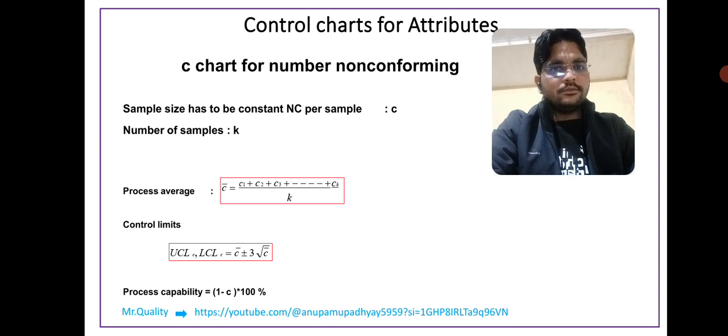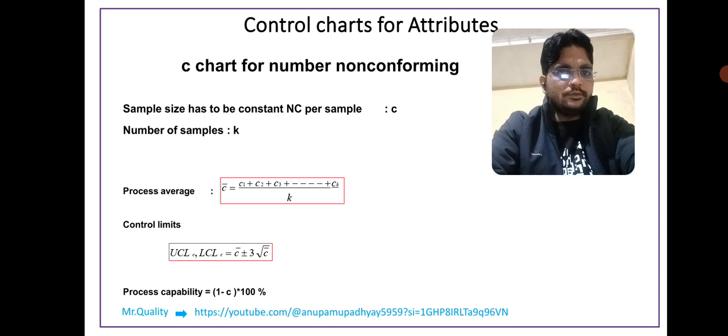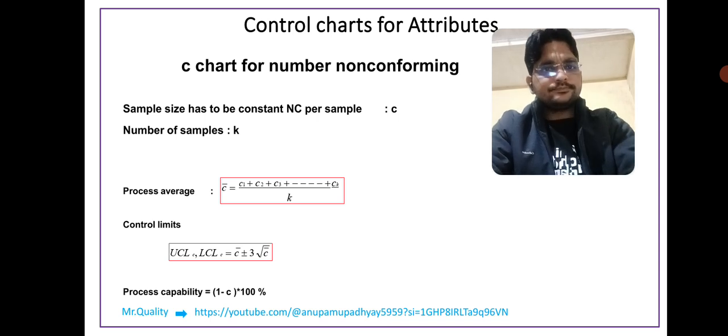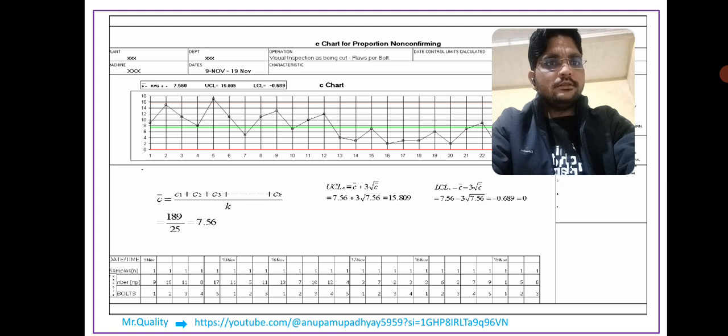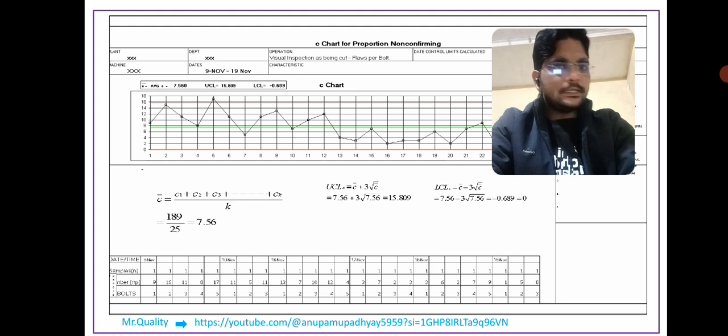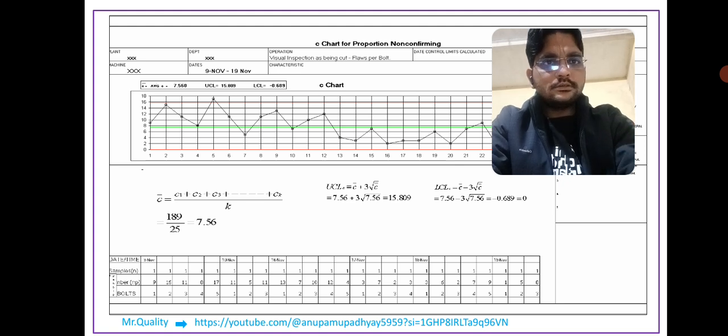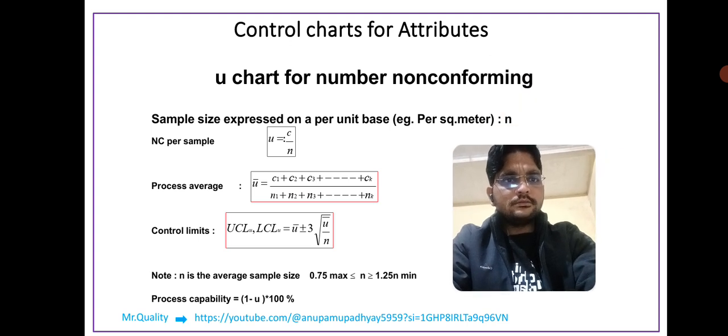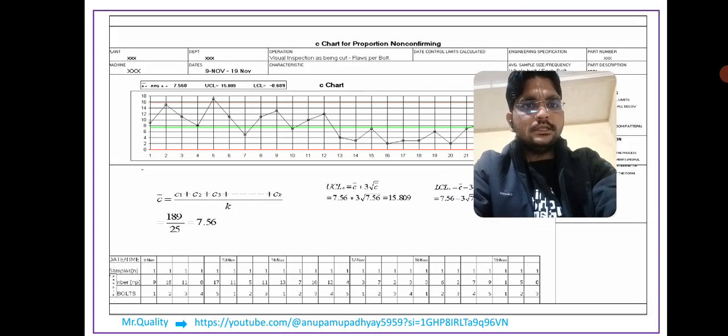Process average is denoted by C bar, that is C1 plus C2 plus C3 up to Ck, divided by K. Control limits: upper control limit is C bar plus 3 under root C bar. Lower control limit is C bar minus 3 under root C bar. Process capability is 1 minus C bar, into 100%. This is the chart for the C chart, and this is the table showing how we can plot the C chart.